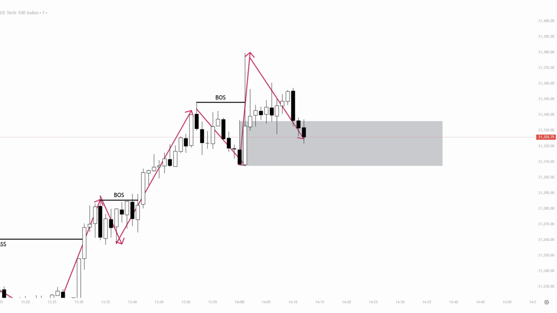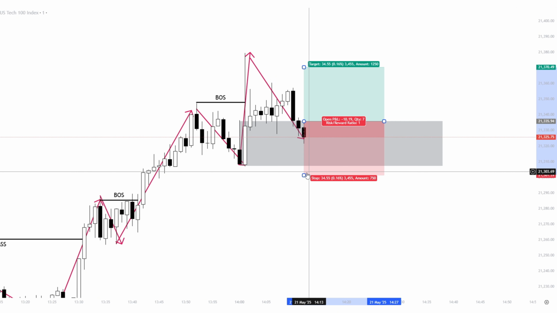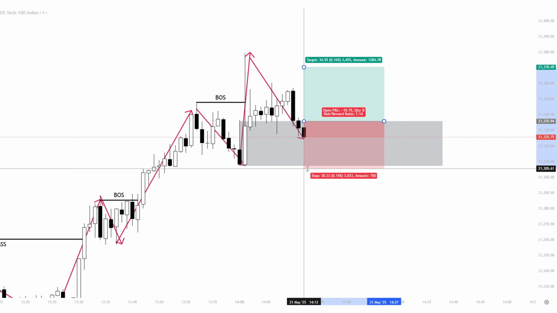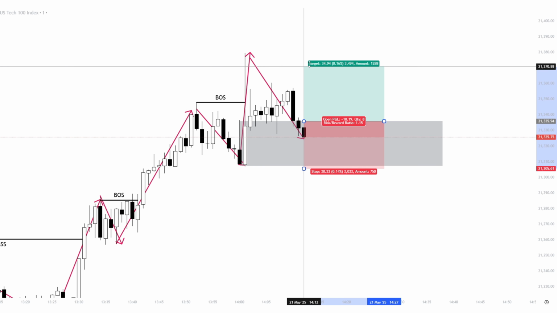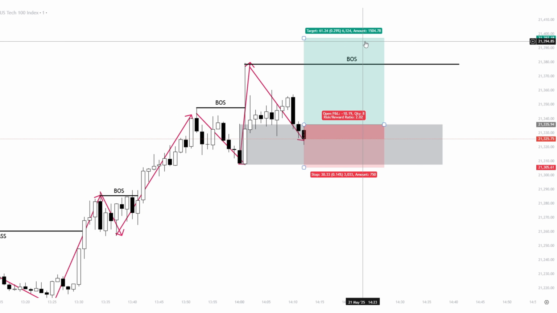So this is the price sitting right now on the demand. We position a setup, a buy-long position, with the stop loss below the demand, which also coincides with being below the lows, and the take profit above the recent highs. Basically, the expectation is to form a bullish break of structure.